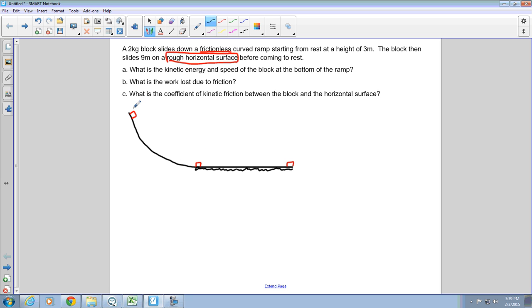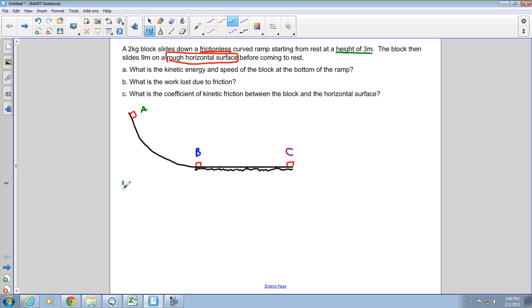So we have a situation here where we have position A, B, and C in this problem. So we're going to go ahead and label those position A, B, and C. Okay, so we can probably figure out our potential energy at A. The reason we can figure that out is we know the height at A. And we're going to start from rest, so we'll know our kinetic energy at A.